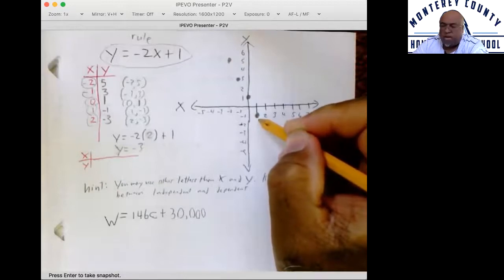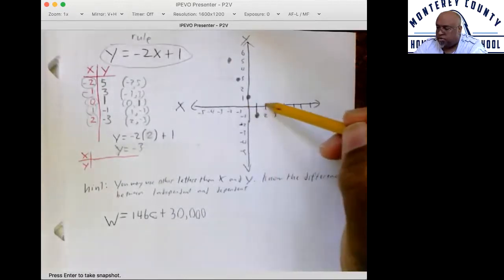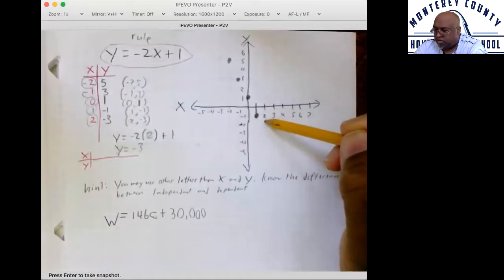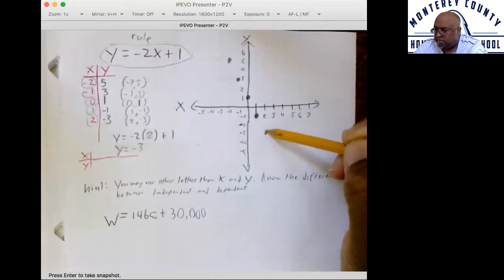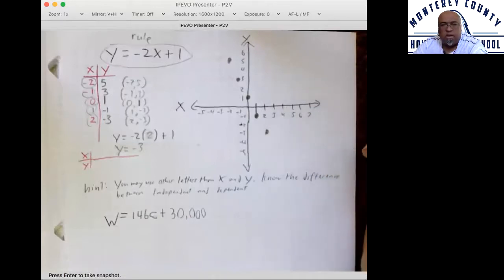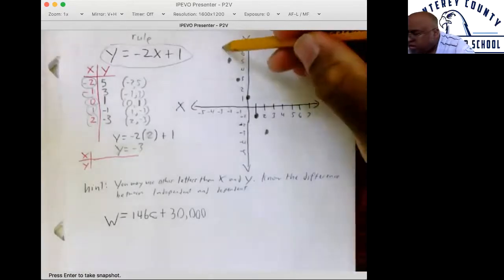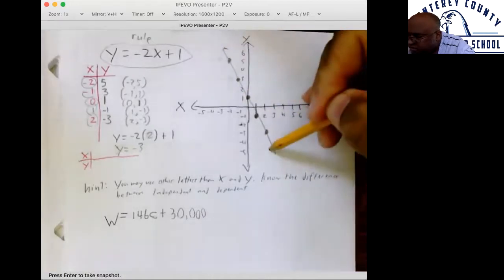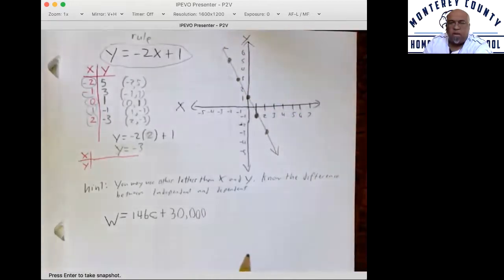And then my x value is 2, so go over 2. My y value is negative 3. 1, 2, 3 down. Okay, so now I have plotted the graph or the dots. So then I want to connect the dots to make the shape. Okay.